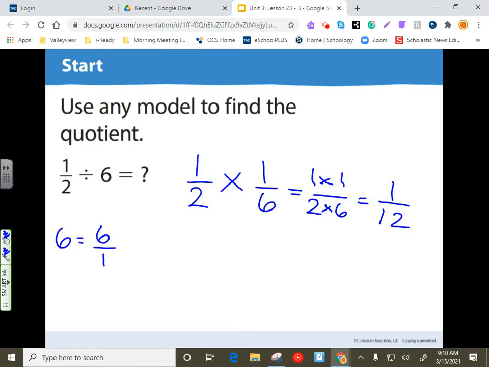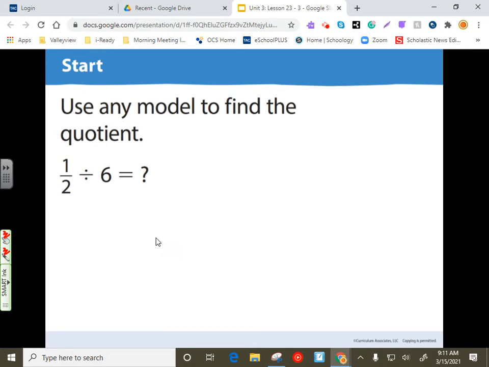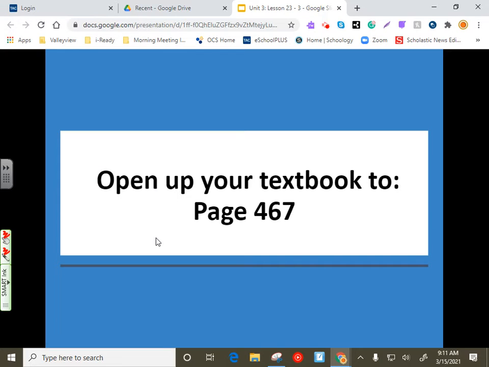So again, we keep the first term. I'll just do this like this. We're going to keep this one, and then we're going to change this one, and then we're going to flip this one, just like that. So keep it, change it, and flip it. The lesson's going to start on page 467.